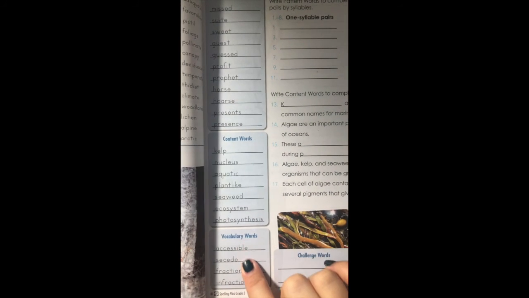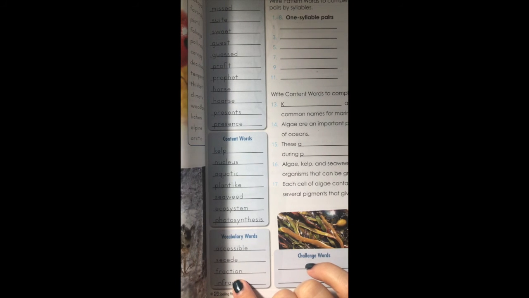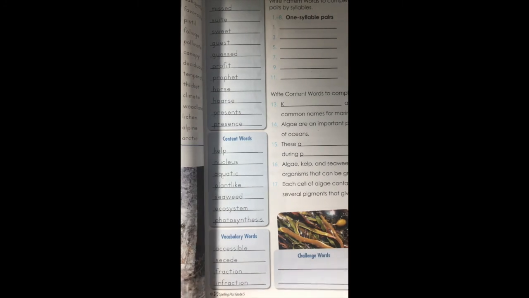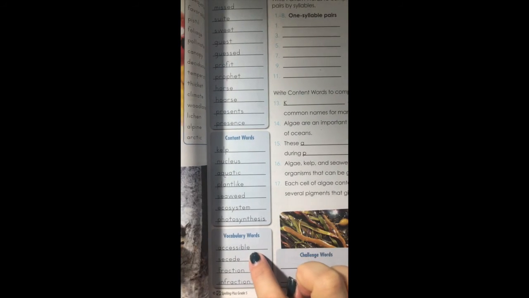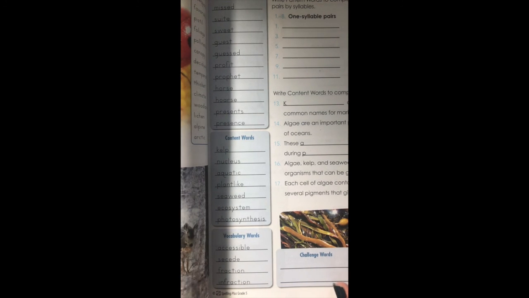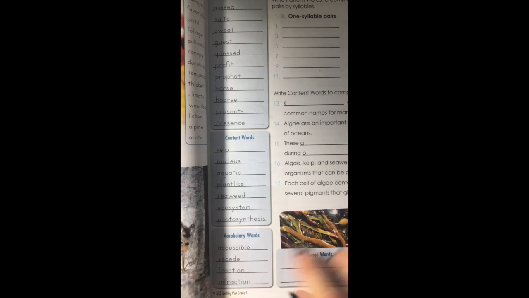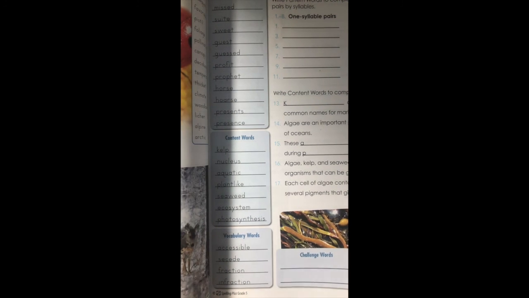For our vocabulary words, which will be our exercise for Wednesday, we have here, what is it, Wednesday or Tuesday? Tuesday. For tomorrow, you have a vocabulary exercise. The words are accessible, secede, fraction, infraction. As usual, I recommend finding the meaning for these words too. It's just going to help you complete the exercises without having to go back and forth into the back of the book.